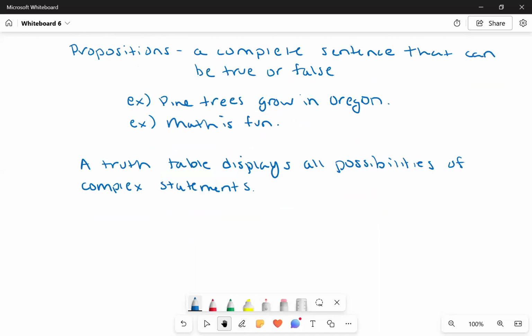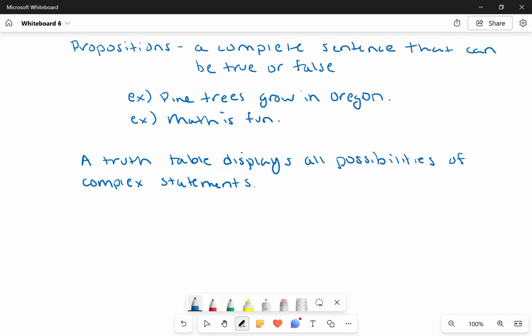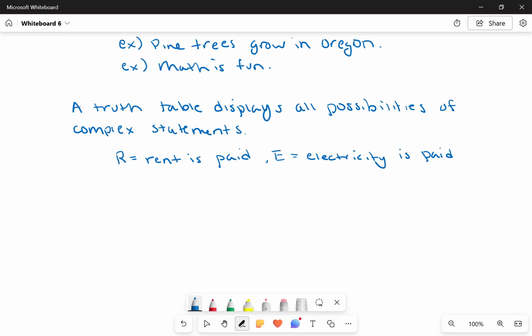Let me give an example of what you might see in a truth table. Let's say we have these two propositions. Let's say R is the proposition that the rent is paid, and E is the proposition that the electricity is paid. I'm talking about the bill. So we'll take these two propositions, and we have ways that these could be true or false in combinations thereof.